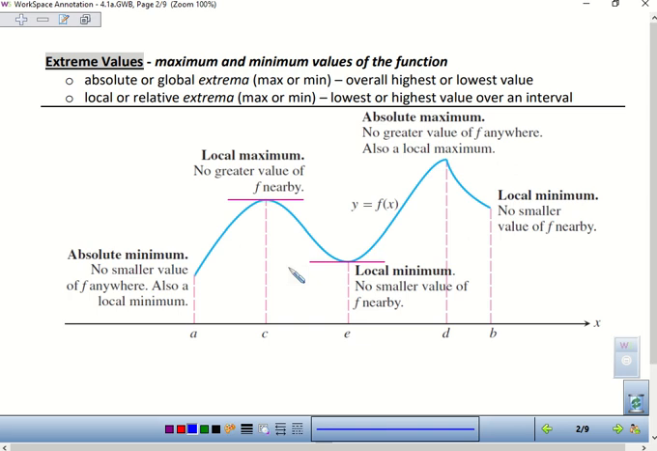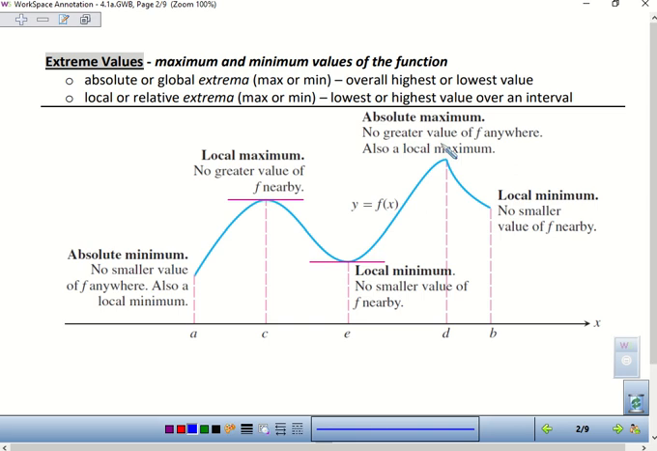But additionally, we have to look out for different things that may be addressed as minimums or maximums. So what do you notice about this one? Could you differentiate at this point here? Can you find the derivative at that point? Can you find the derivative at a cusp or a corner? No. So that's why this is so important to address.